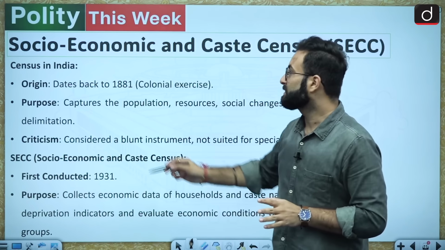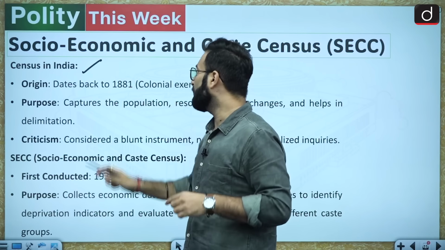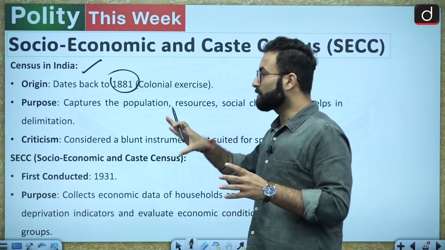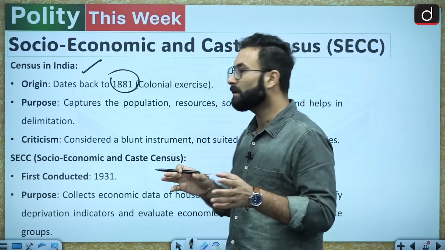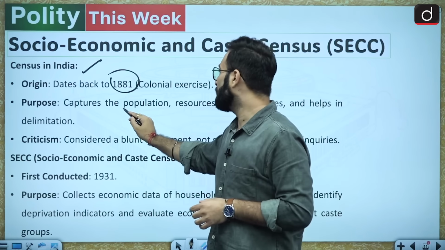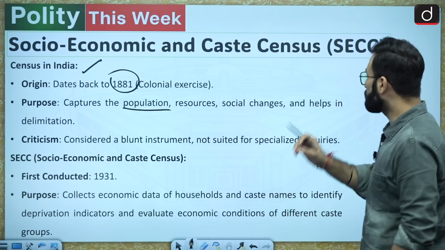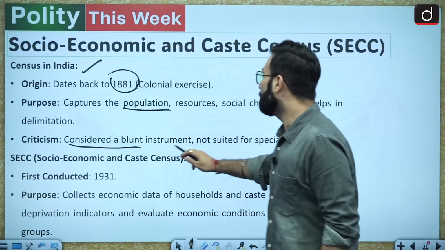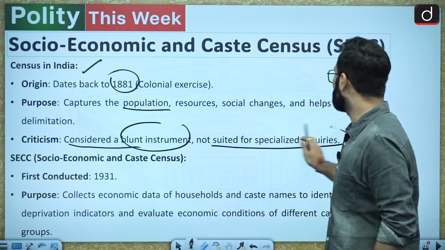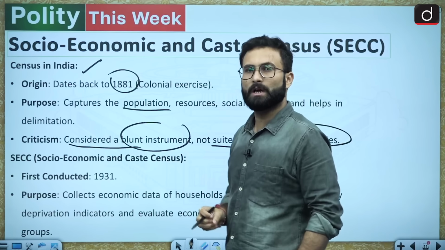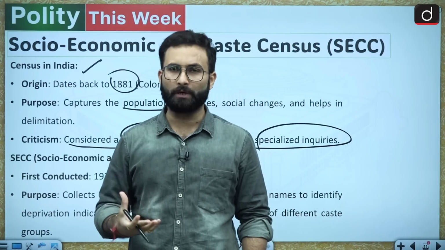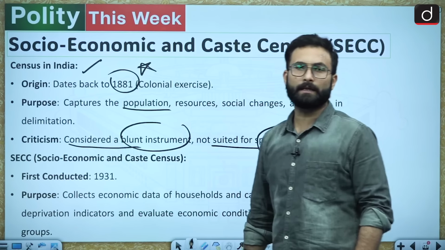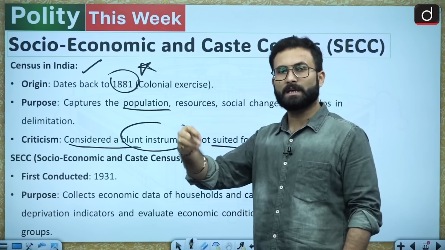Okay, so let's see. Census, if we talk about, it started way back in 1881 during the colonial era. Though this exercise was not very holistic in nature. Their purpose was to capture the population, resources, social changes, and help in the delimitation. Then criticism was that it was considered a blunt instrument and not suitable for specialized inquiries. Okay, so as I told you, the quality of data was not very good in the first census, but it happened in the colonial time in 1881. After that, there are censuses which are periodically happening.